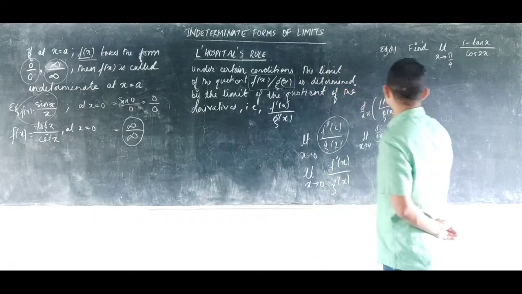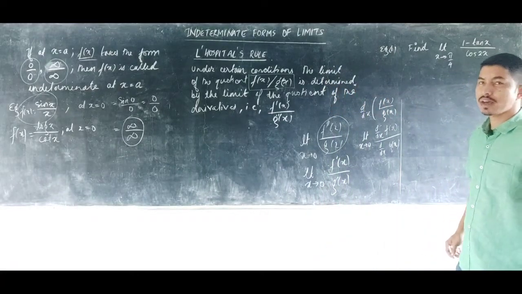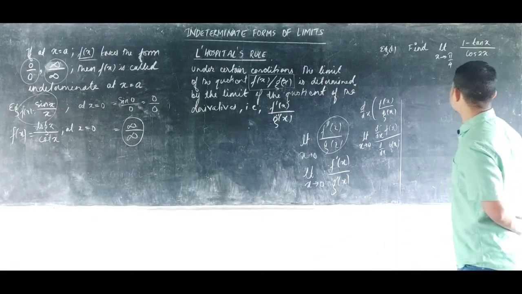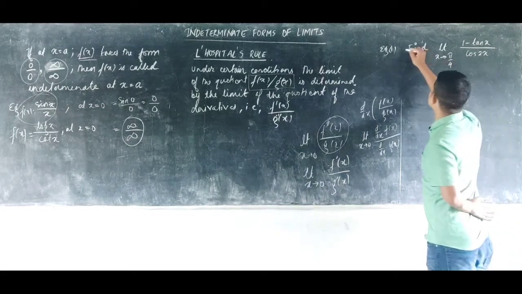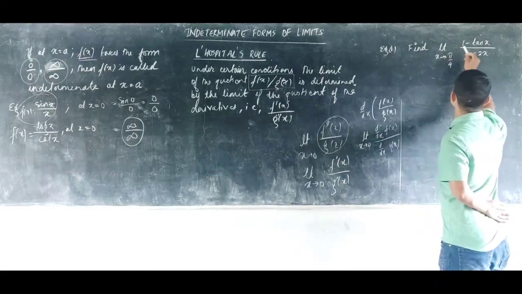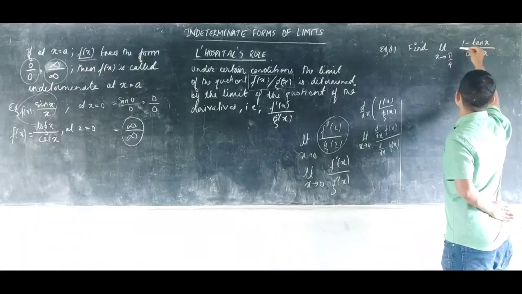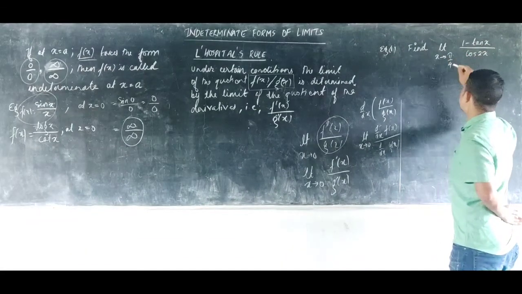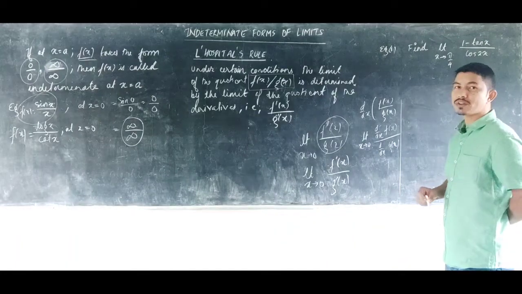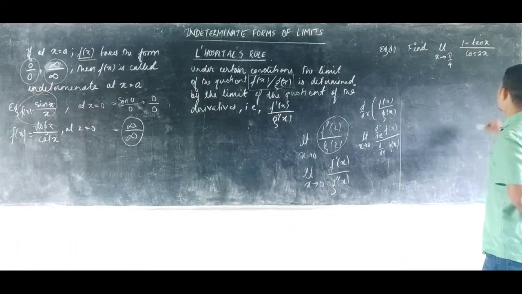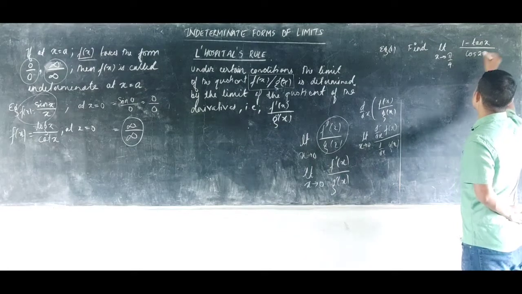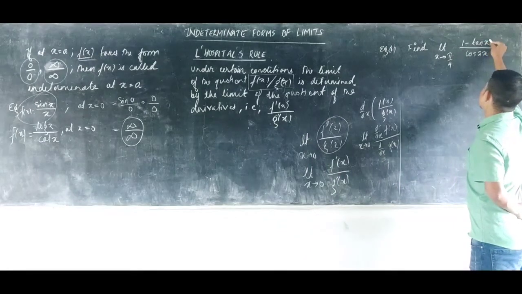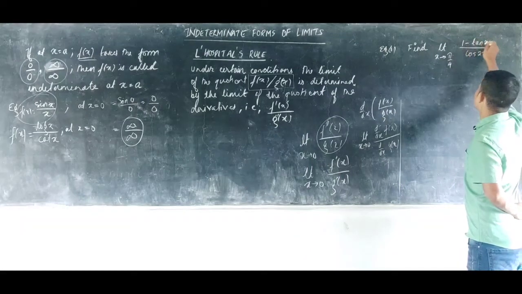So here I have taken one example. Let us try to understand the L'Hospital's rule with the help of a simple example. Here it is given: find the limit of 1 minus tan x divided by cos of 2x when the value of x is tending to pi by 4. If you directly try to substitute the value of x as pi by 4, what do we get? Tan of pi by 4, that is tan 45, is equal to 1. So 1 minus 1 is 0.